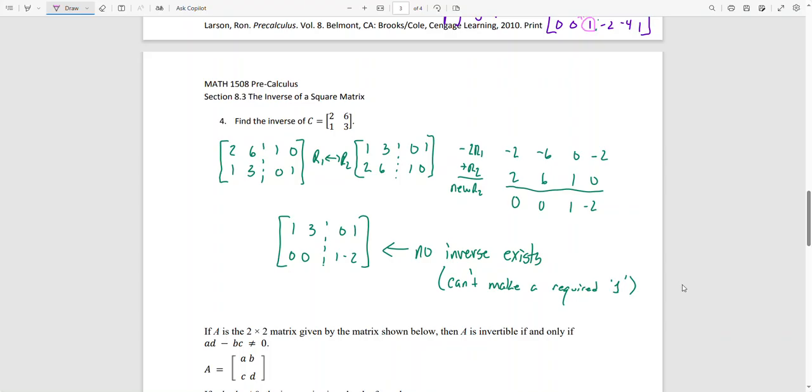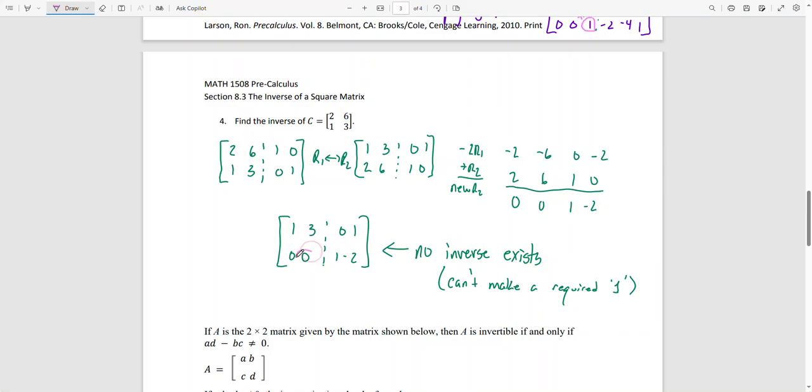Okay. Let's go back to actually using the process. Find the inverse of C, the matrix 2, 6, second row, 1, 3. I need to get a 1 up here, so all I did is switch rows 1 and 2, the entire row 1 and the entire row 2. I have a 1, I need to make a 0, so I'll multiply negative 2 times row 1, add it to row 2, and I'll get 0, 0, 1, 2 as my new row 2.